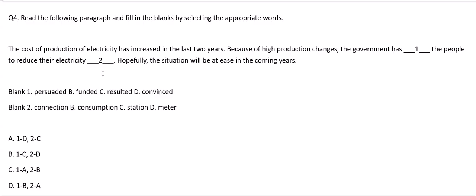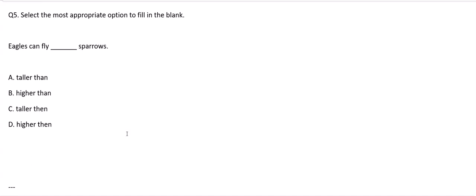And if you see blank two, to reduce their electricity usage will come. Similar options are connection, consumption, station, meter. If you see clearly, we can know that we have to reduce their electricity consumption, because we cannot reduce the connection, station, or meter. According to the paragraph, it is electricity consumption. Okay, so the answer is blank 1 A, blank 2 B, which is option C. Okay, let's move on to the next question.